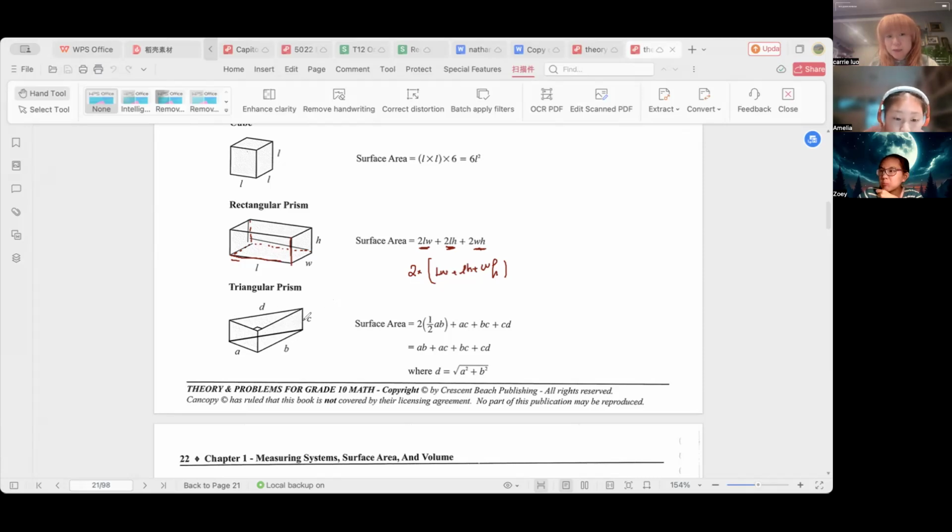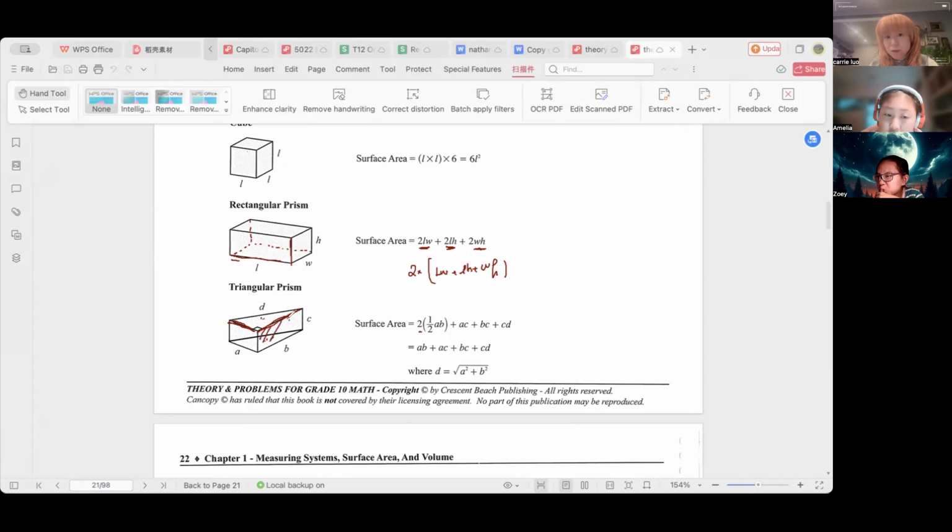So the exactly identical ones are this triangle shape. So it's A times B divided by 2. But why are we times 2? Because there are 2, the bottom and top, they're the same, so we times 2.